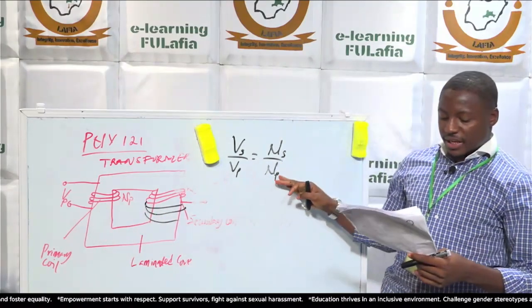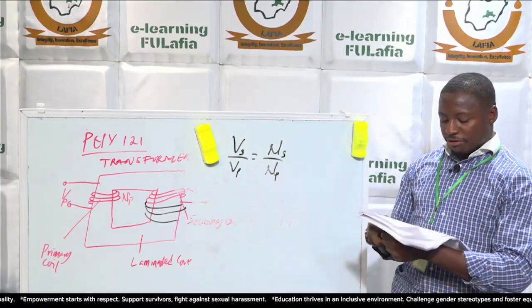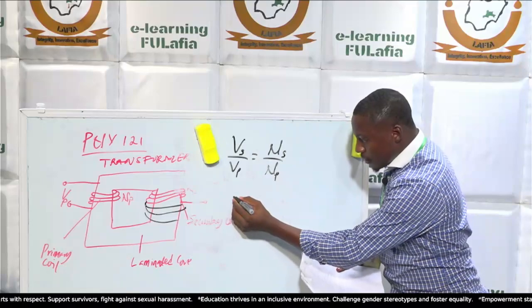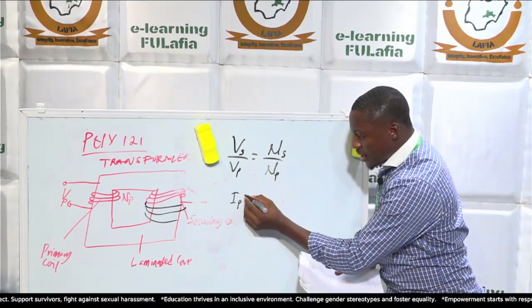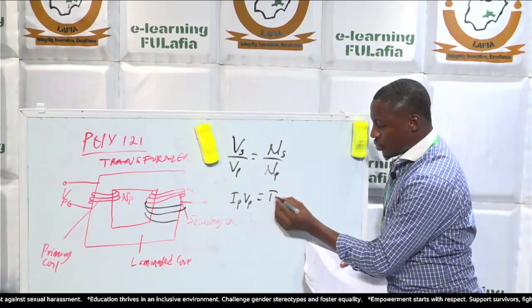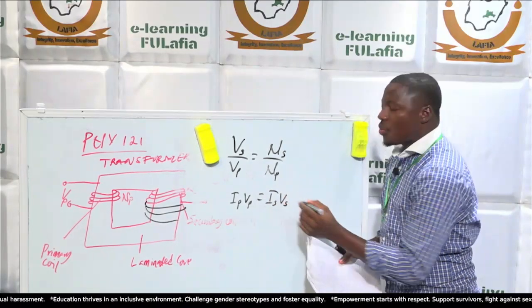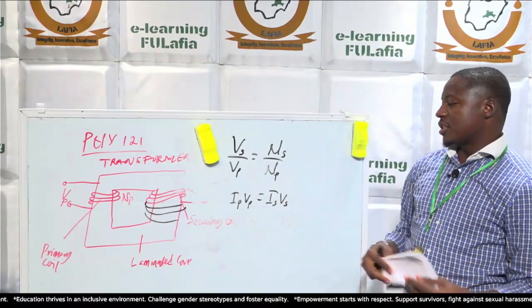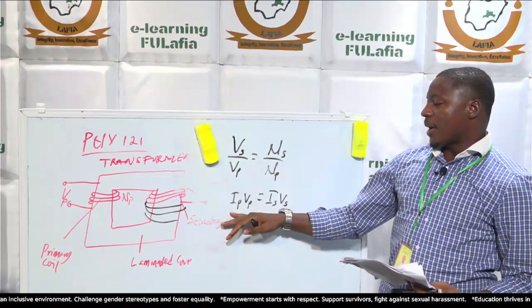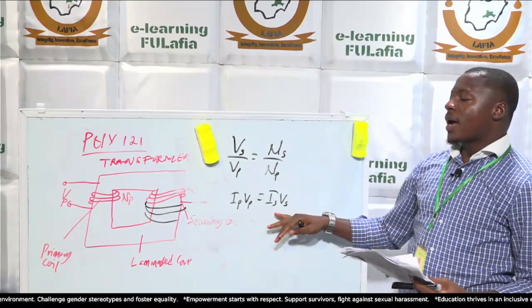Now, if this is settled, this is built, then we also define our ideal transformer to be IpVp is equal to IsVs. This is what we define an ideal transformer to be. Remember, IV is power. So this is the power in the primary and also equal to the power in the secondary.